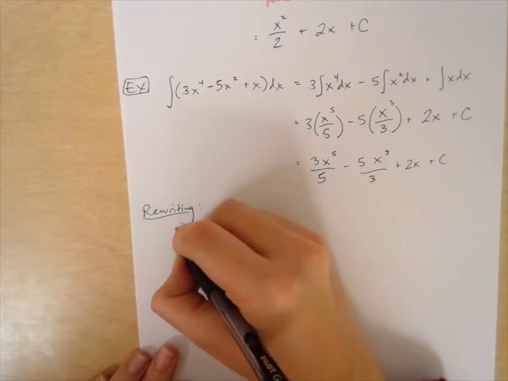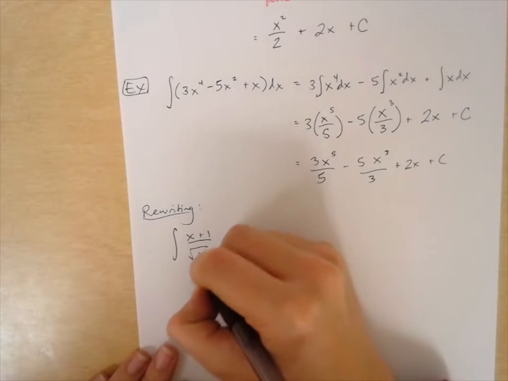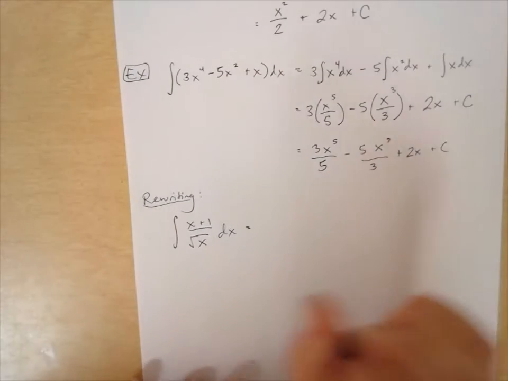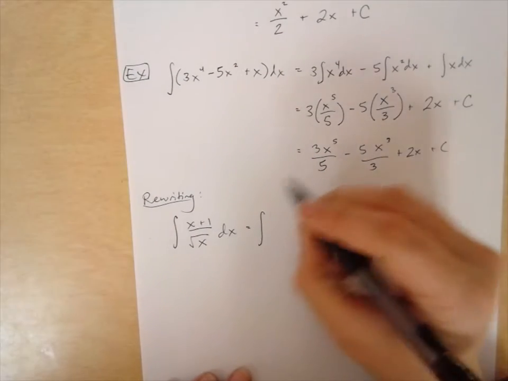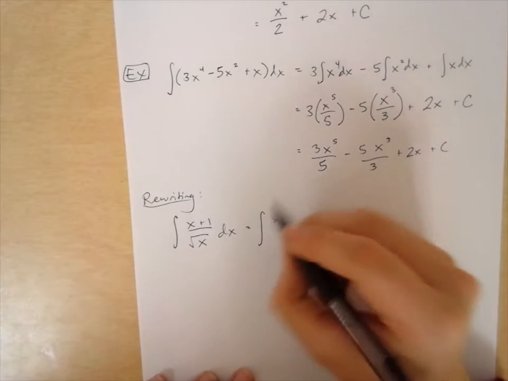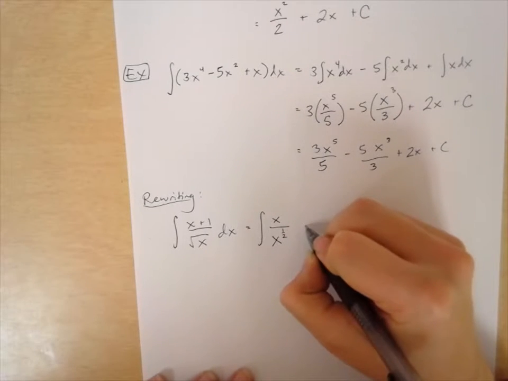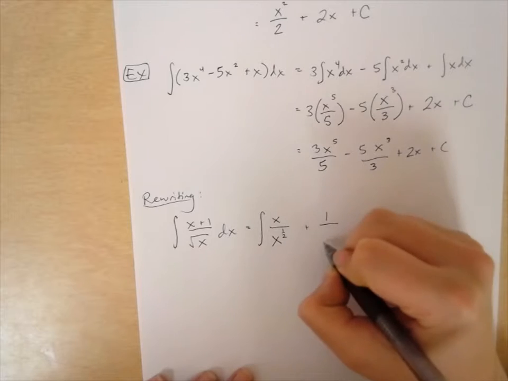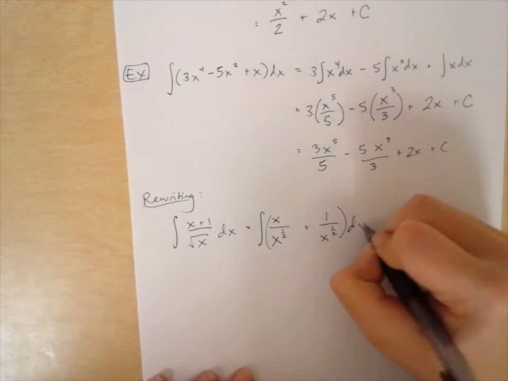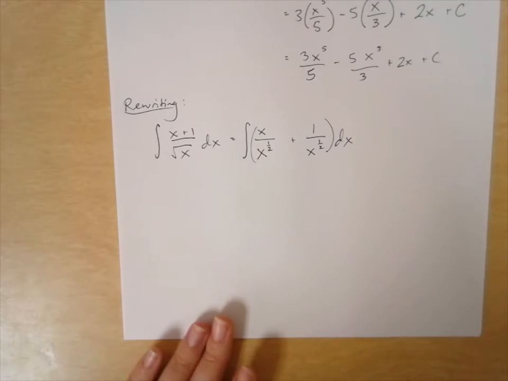Alright, so if we had, say for example, the integral of x plus 1 over radical x dx, what we can do is first rewrite. We can say that we're taking the integral of x over x to the 1/2 plus 1 over x to the 1/2, and the whole thing has the dx attached at the end.